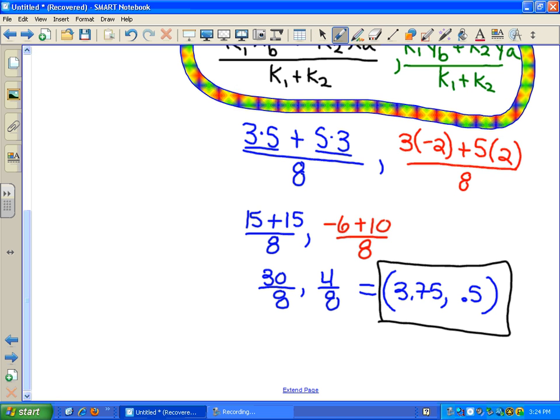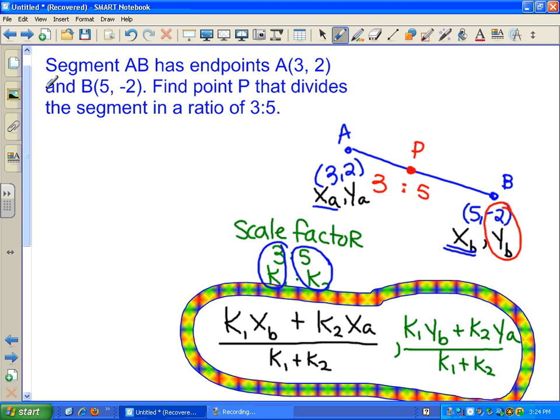Here's what this means. This point right here, (3.75, 0.5), divides this segment into the ratio of 3 to 5.